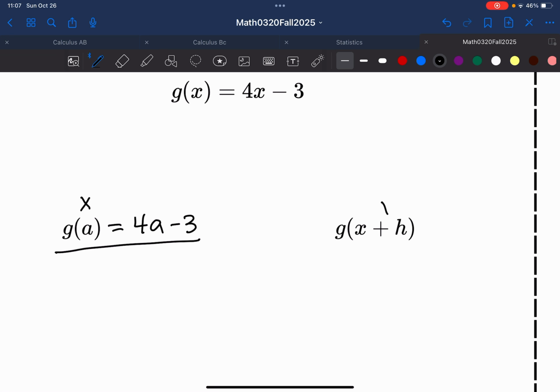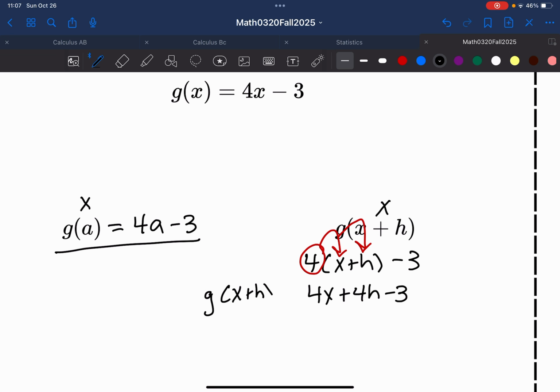And then I'm going to plug in x plus h anywhere I see an x. So then I have 4 times x plus h minus 3. I'm going to distribute the 4 in, which means multiply. So 4x plus 4h minus 3. And that would be my answer. So g of x plus h is equal to 4x plus 4h minus 3. And I can't combine any terms here because x's are different than h's, different than single numbers.